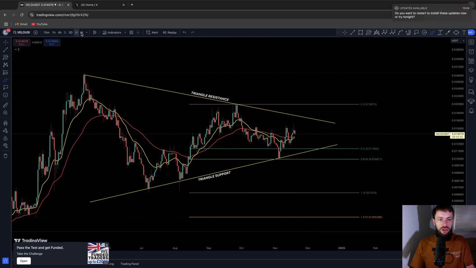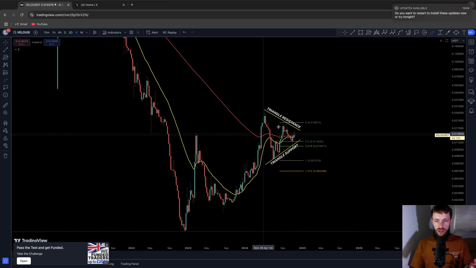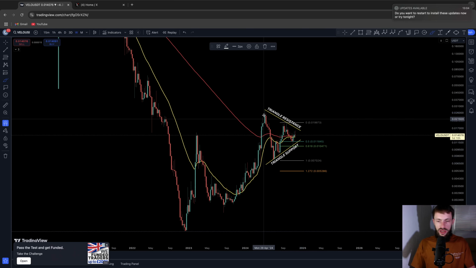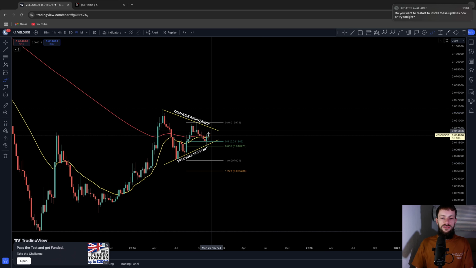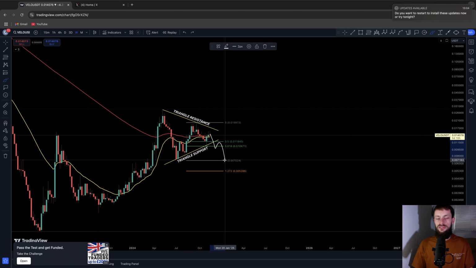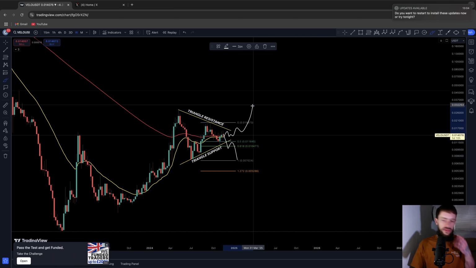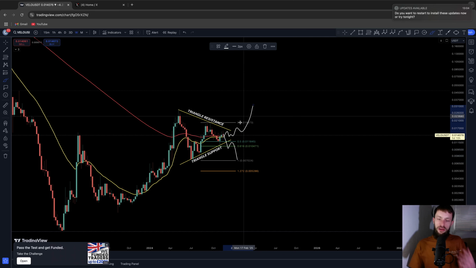But as I'm saying, just zooming out, acknowledging that we are still inside this pattern, and as long as we are still inside this triangle, there's nothing to worry about. If VELO starts coming down and losing support, different story. We analyze if that comes. But if not, and we're just stuck here waiting for the breakout, then we have no panic. I will update as we go along, guys.